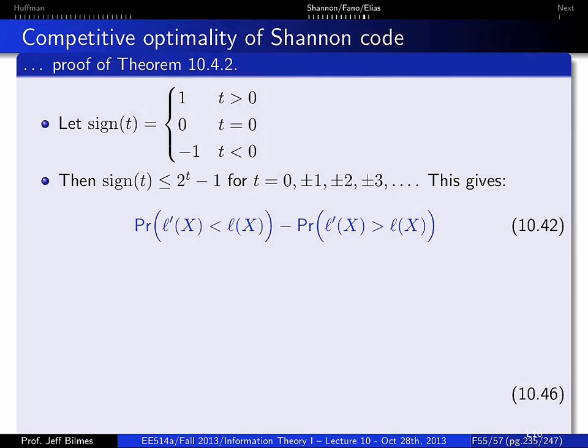So what this then gives is the following. We're going to bound the difference in these two probabilities and show that it is greater than 0. And here's the actual expression for them.